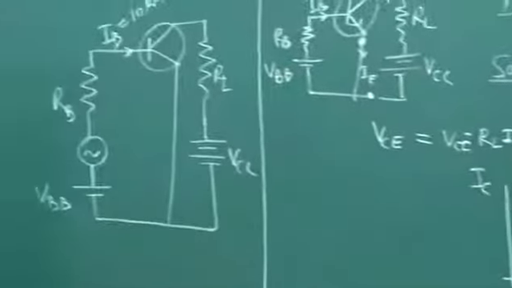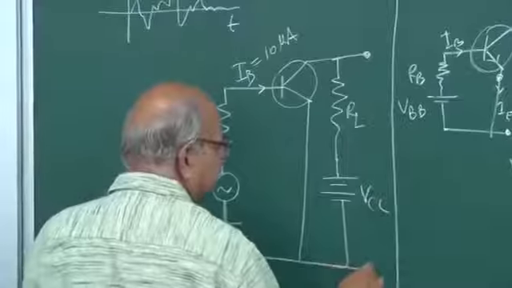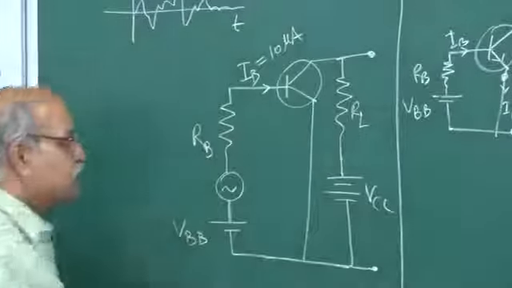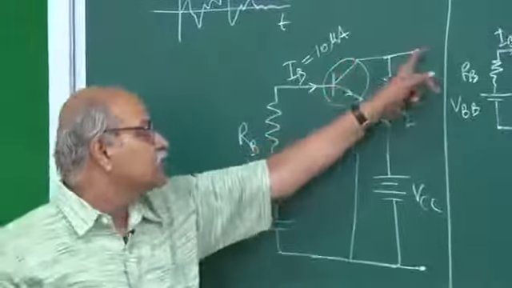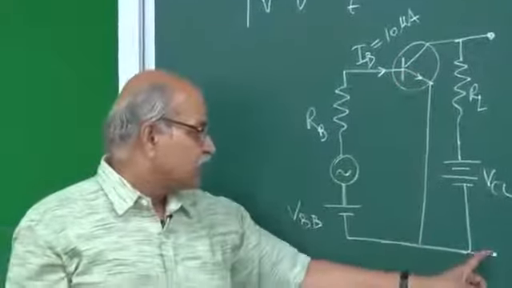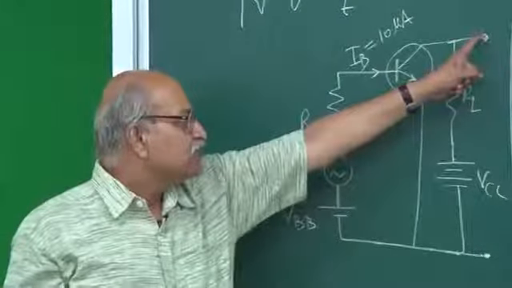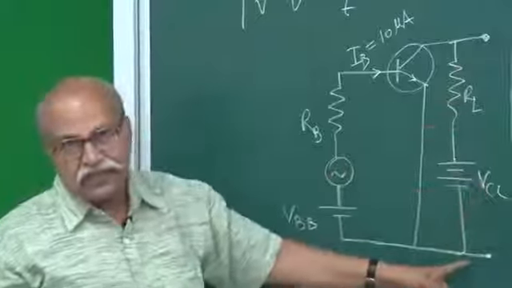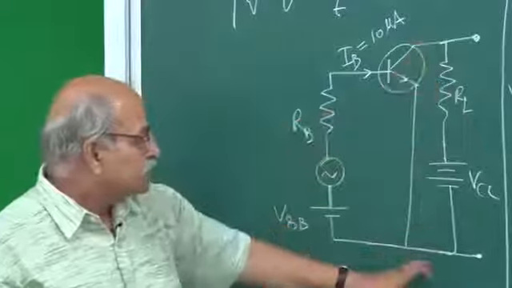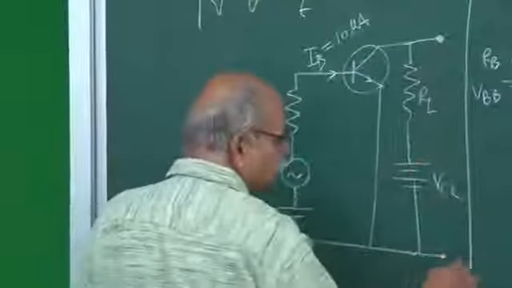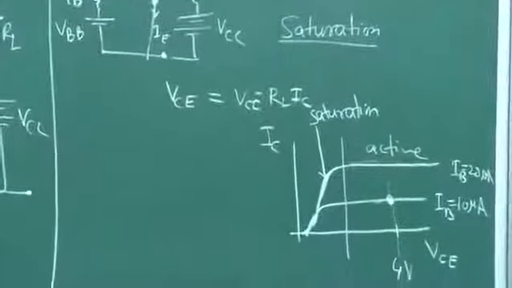So this VCE is 4 volts from here to here. This is VCE, which is also your output voltage. This is collector, there is a collector voltage, and there is emitter voltage. So this VCE is nothing but the voltage between this point and this point, which is also called output voltage. So this is the scenario, and suppose in this condition this VCE or VO is 4 volts.